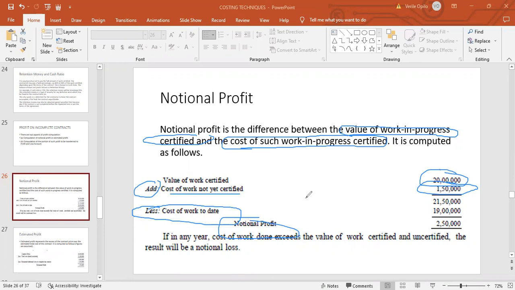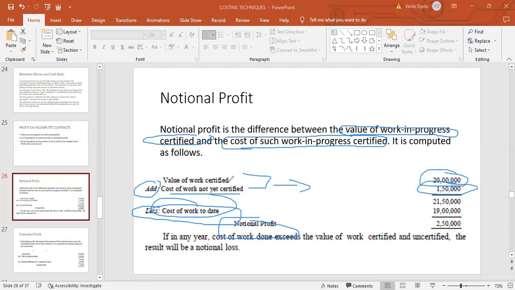So we're saying that it will be equal to the value of work certified plus the cost of work that has not yet been certified. So in total, what is the total of the work that you have done minus the cost of the work that has been done up to that particular date? That is the cost of the work that has been certified and also the cost of the work that hasn't been certified yet. That one should give us what we call the notional profit.